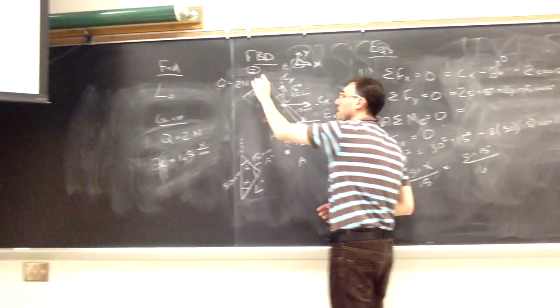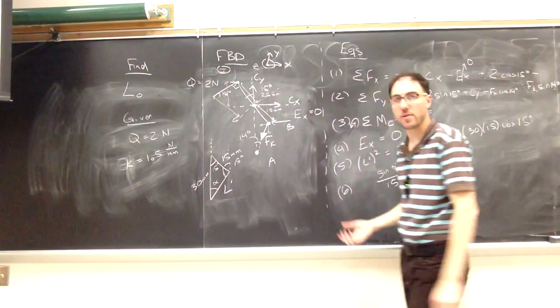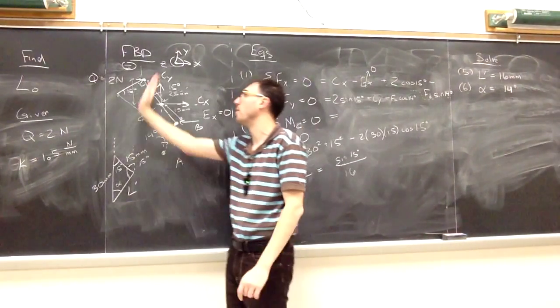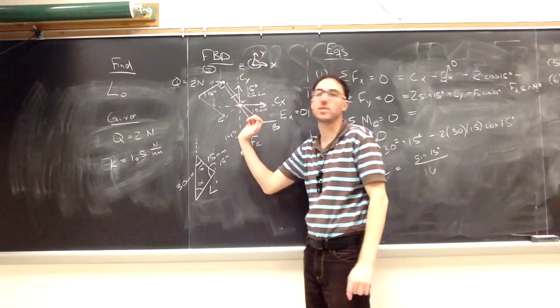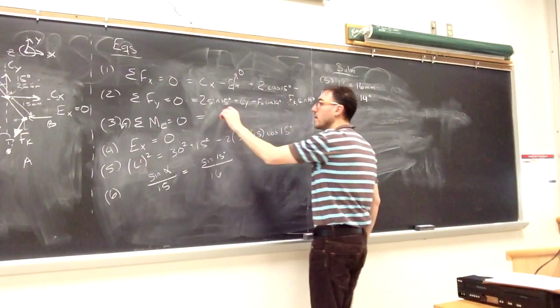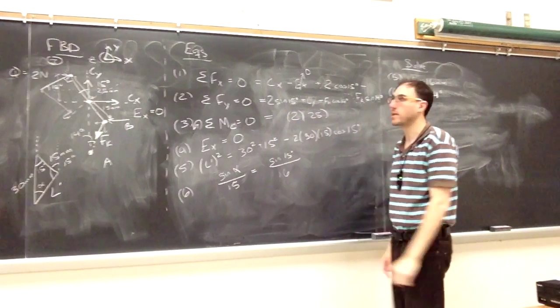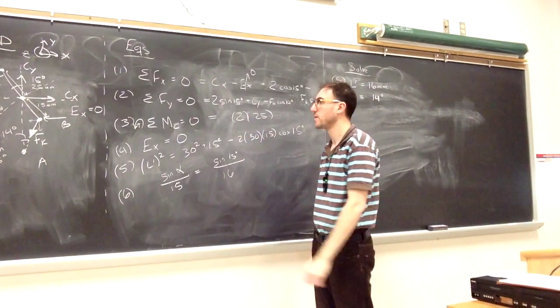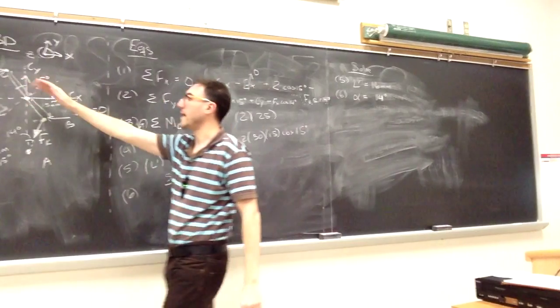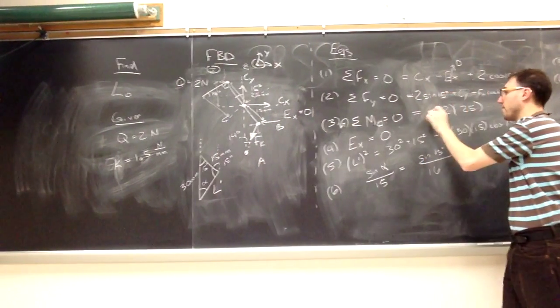Then there would be the vertical component, so that would be 25 times sine of 15. This one actually turns out to be easier because I know the perpendicular distance is 25 millimeters to get to point C. So that's going to be 2 times 25 millimeters is the moment caused by that 2 Newton force around point C. That is going to be clockwise though, so this will be negative.